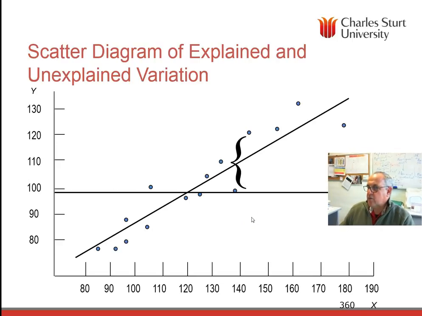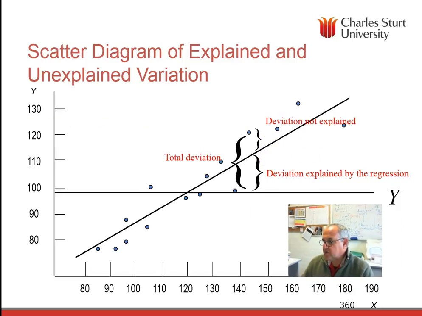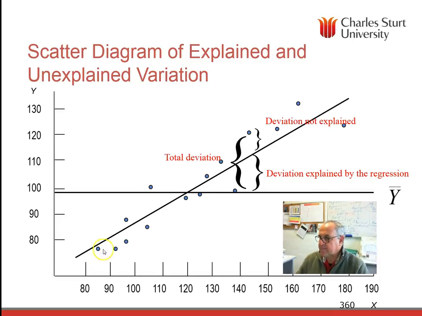So if you want to work out what the explained regression is, there's the total deviation, all the points there, and we add all those up. There's the deviation explained by the regression, which is the mean score along here and how much we've explained by the regression. And this bit up here is what we call the deviation or residual. You will have heard this phrase, residual, not explained by this line along here.